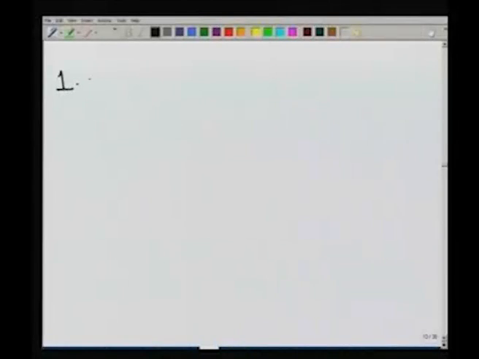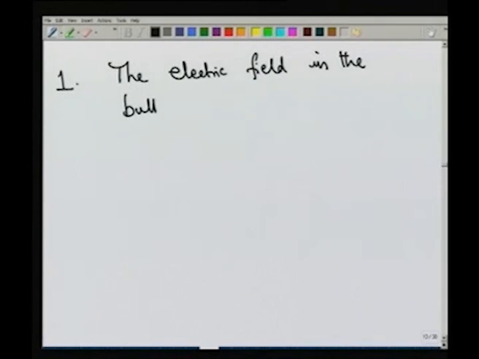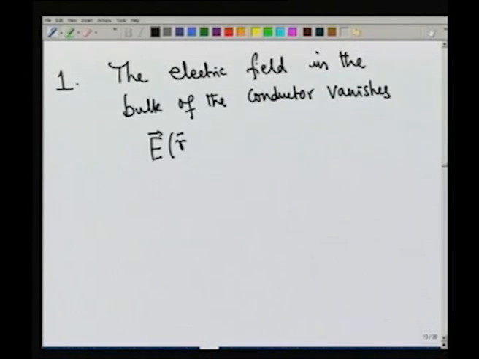Okay. So, let me summarize that by making this statement as a statement of principle. So, the first statement that I want to make is that the electric field in the bulk of the conductor vanishes. E of R is identically equal to 0 inside a conductor.